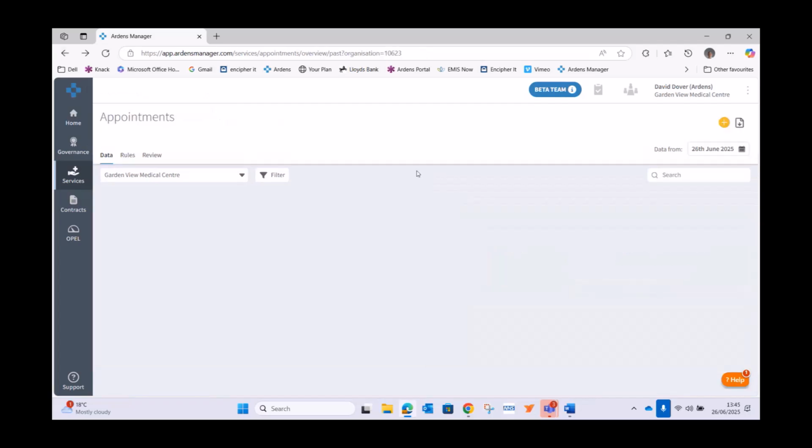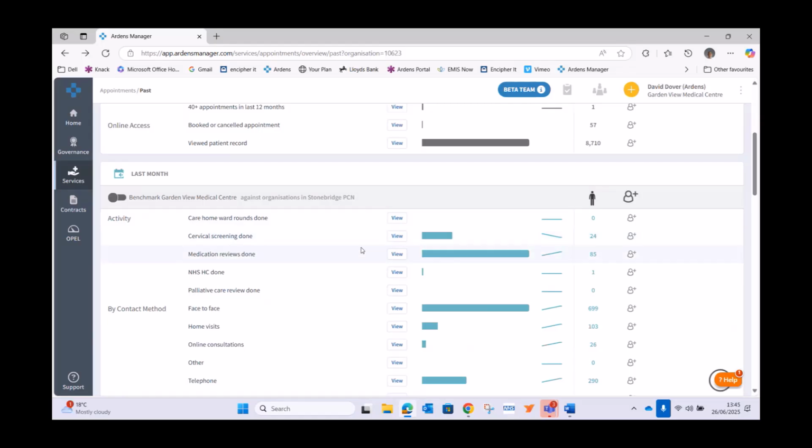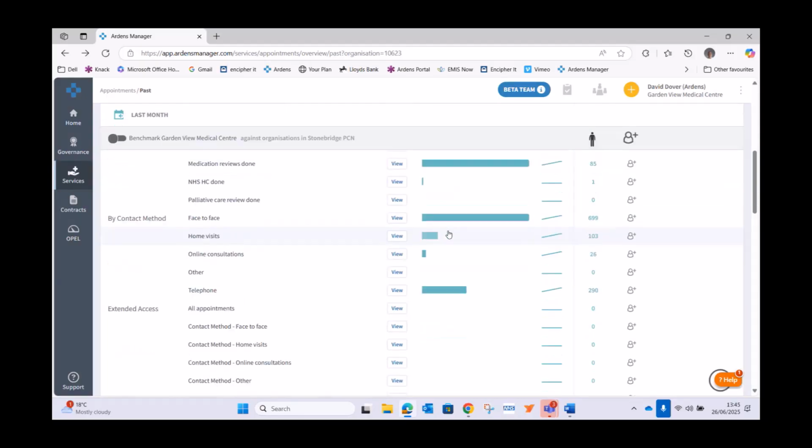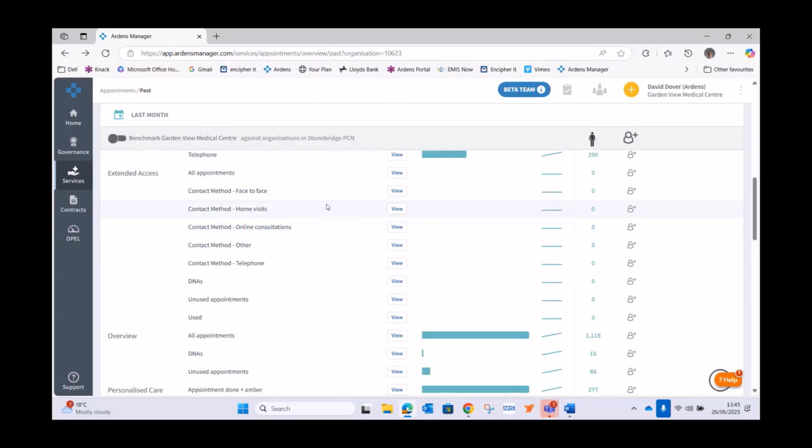So when it comes to looking at your activity, breaking that down, again, you can see where you are and where you potentially should be when it comes to all of that information that's coming directly from your appointment book as well. Okay. You've got all of your extended access on here as well. So all of your face-to-face home visits, not a great deal for me, but obviously for you, probably a heck of a lot more.